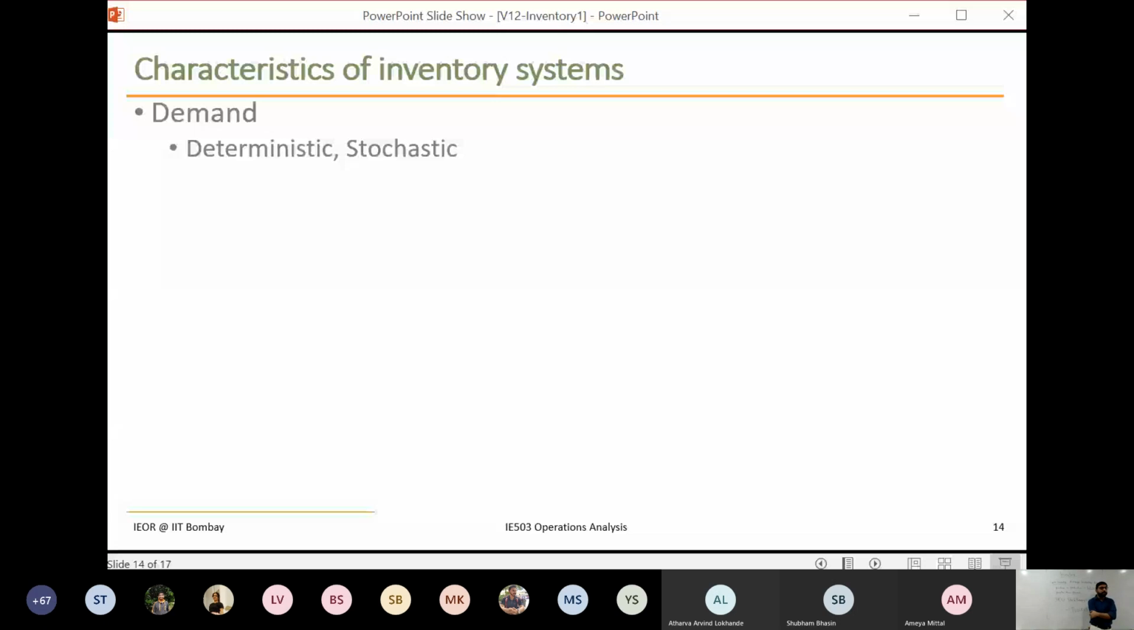One assumption that we are going to make is demand. Demand is known. Demand can be constant or deterministic, or demand can be unknown or stochastic, that is, it changes over time. We will be looking at both models, demand deterministic as well as stochastic. Both we will look at.